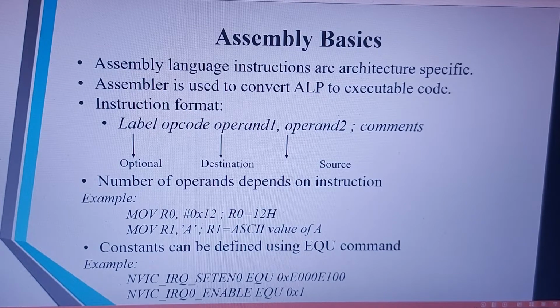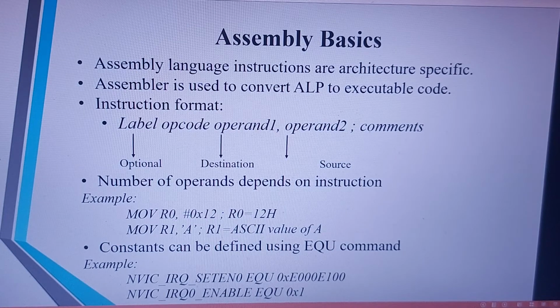Here, in this example, there are two operands, operand 1 and operand 2. Operand 1 is a destination and operand 2 is a source. Like that, we can have more than two operands also. We'll see some examples in coming slides. The label which is given before the opcode is optional. Label is not mandatory. Only when we have a branch instruction or a loop instruction, usually labels are used. Comments are written for understanding, so that the readability of the code increases.